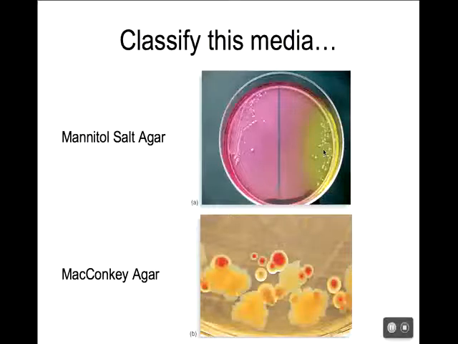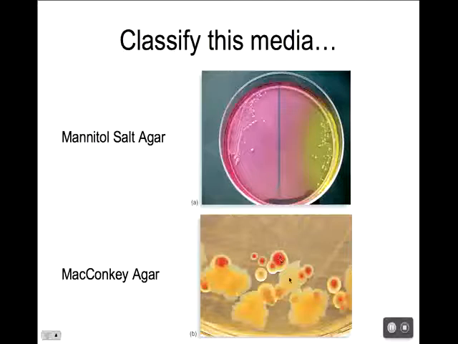MacConkey agar on the bottom here. MacConkey agar's recipe starts out with ammonium sulfate, potassium phosphate, sodium chloride, a dye called crystal violet, and a pH indicator, all chemically definable, so this is also a synthetic media. The crystal violet dye that's in it inhibits organisms that we call gram-positive from being able to grow. Therefore, it is selective. It's killing off those gram-positive organisms.